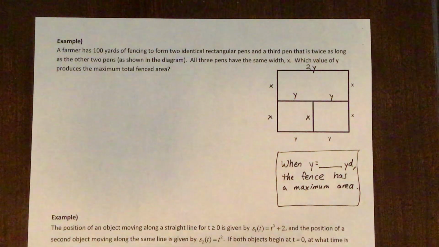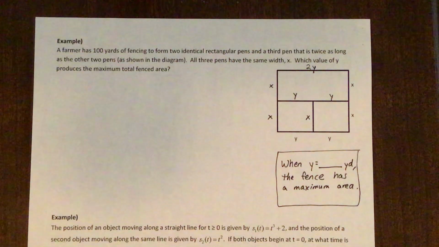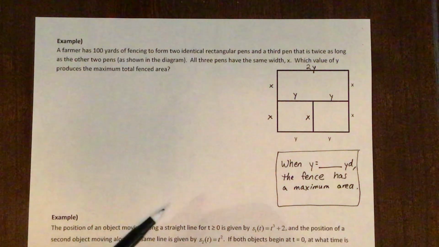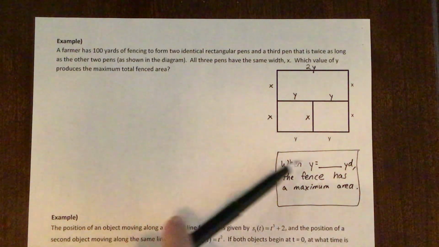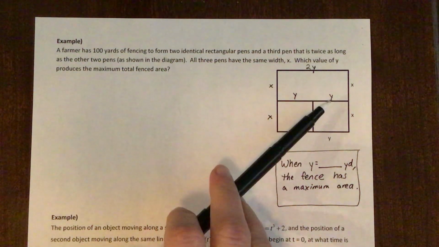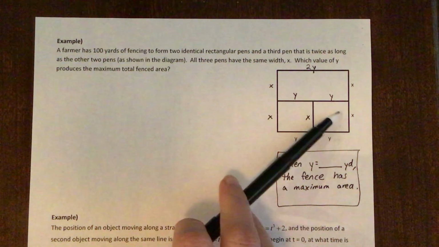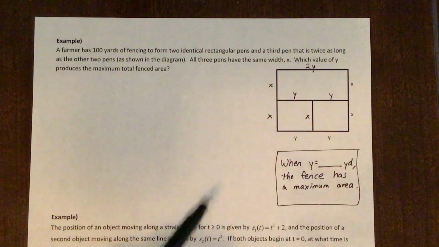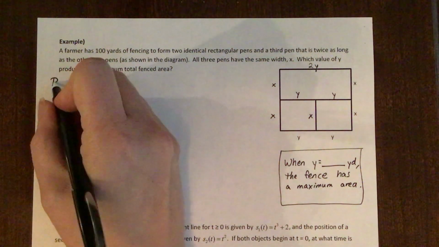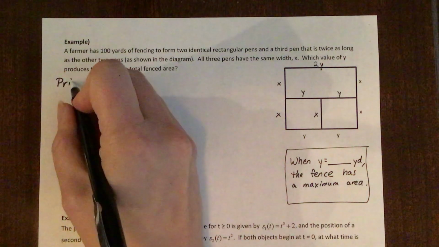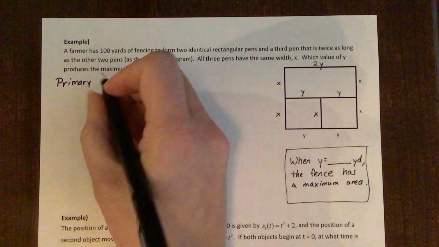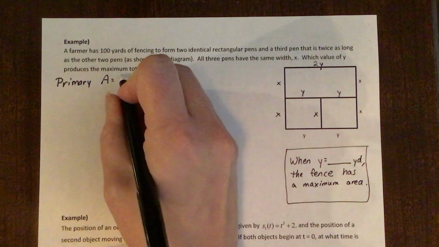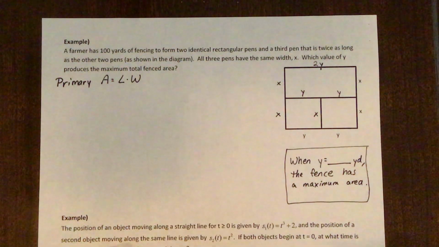All right, our primary equation is the equation that we need to maximize or minimize. We are trying to maximize the area of a rectangle. We want the area of the whole thing, not just the area of this little guy. So our primary equation, I'm just going to put primary, is area equals length times width.